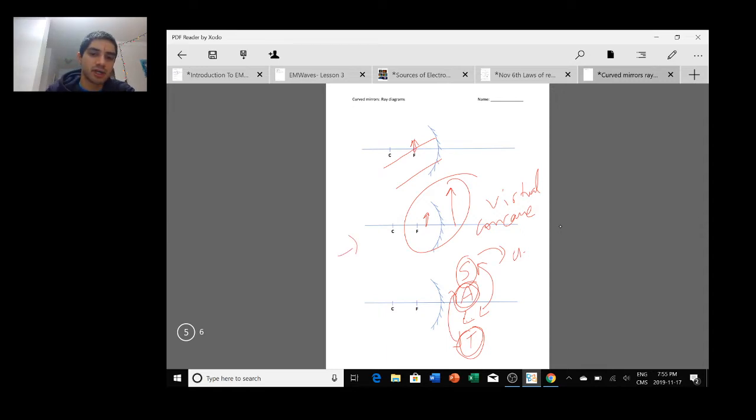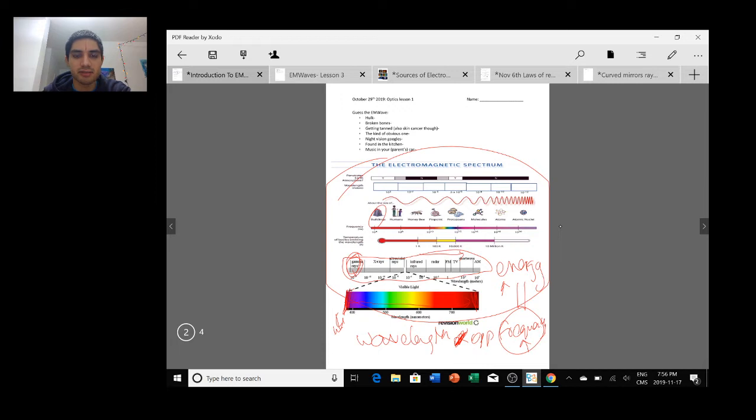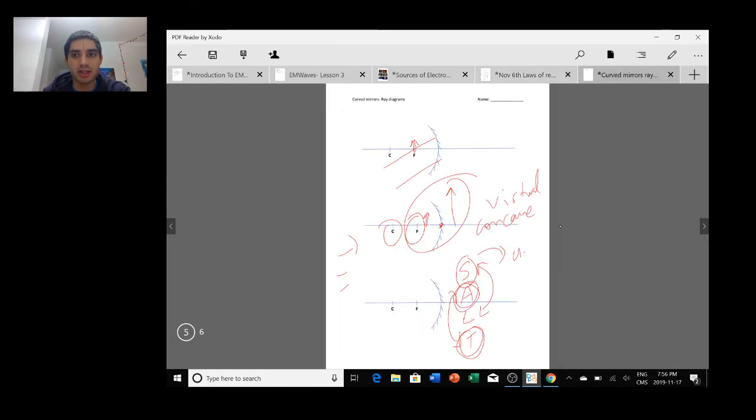The last thing, there will be a couple of definition questions. Define angle of incidence, angle of reflection, center of curvature, focal length, vertex, and principal axis. I'll give you like 2 of those and ask you to define them. But apart from that, that's basically all your test is going to be. It's going to be mainly sources of electromagnetic radiation, the electromagnetic spectrum, the relation between frequency and wavelength, plane mirror images, laws of reflection, and curved mirrors.